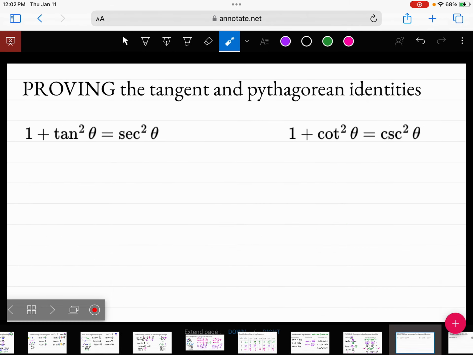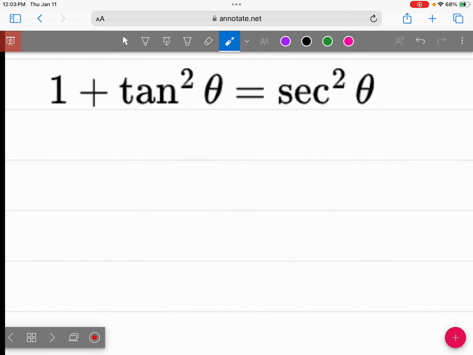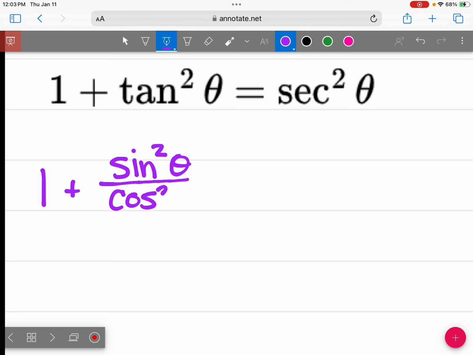Let's do a little bit more. So let's look at that tangent identity. This time I'm not going to take it all the way down into our hypotenuse and adjacent and all that stuff. I'm going to switch this into only sines and cosines. So we're going to have 1 plus tangent squared. Remember, tangent is sine over cosine. So we can write this as sine squared theta over cosine squared theta.